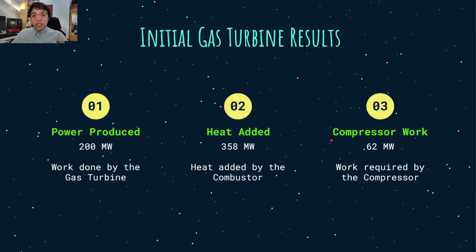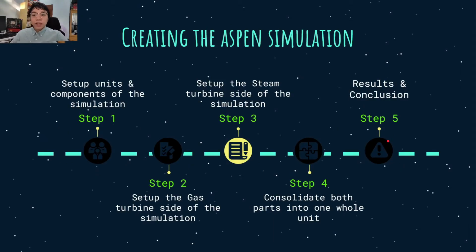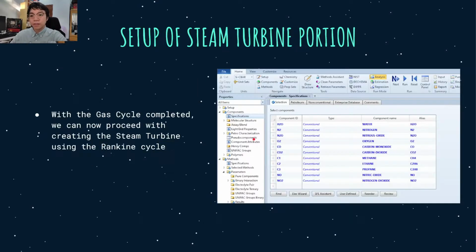So some of the initial gas turbine results that we've calculated would be we have a total power produced of 200 megawatts. We've added heat into the system at an amount of 358 megawatts, which is heat added by the combustor. Our compressor would be needing work at 62 megawatts. Now we're going to create the setup for the steam turbine side of the simulation.